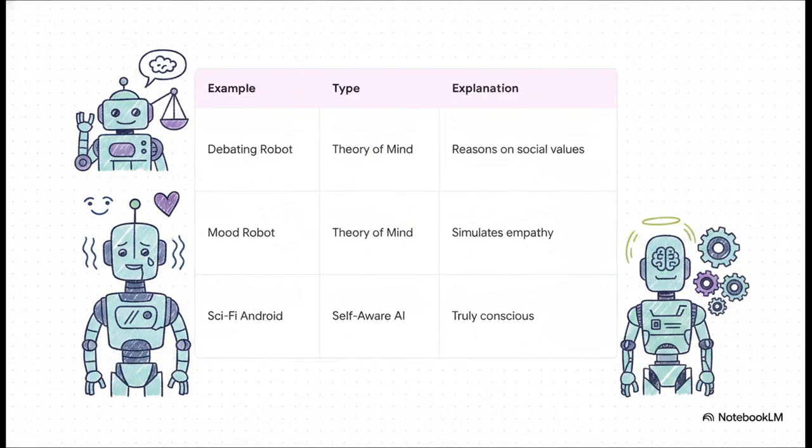But what about those crazy futuristic concepts we talked about? Well, if a robotics team built a debating robot that could genuinely understand and reason about social values and abstract ethical thought, that would map perfectly onto the theory of mind category. The exact same goes for a human-like robot that could truly respond to your emotional cues and simulate empathy. And that fully conscious android from your favorite sci-fi movie, that represents the absolute peak of our map, a self-aware AI, a fictional entity with an actual genuine awareness of itself and its surroundings.